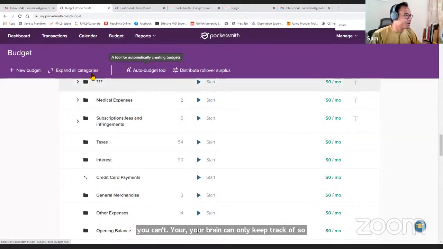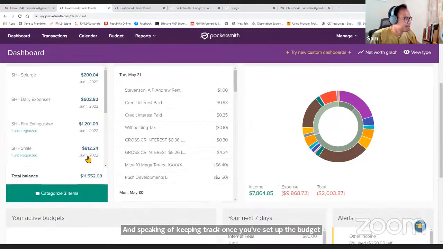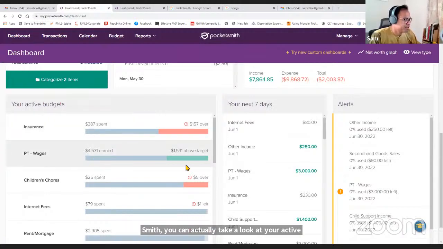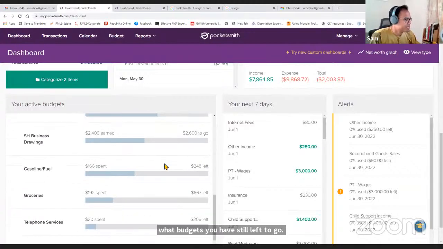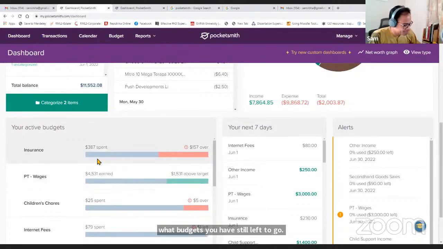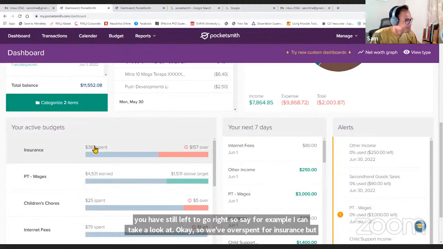And speaking of keeping track, once you've set up the budgets, you can check out your dashboard on PocketSmith. You can take a look at your active budgets and see what budgets you have overspent on, what budgets you have over-earned on, and what budgets you still have left to go. So for example, we've overspent for insurance, but that's probably my bad because we just recently paid car insurance, and that's why that's a bit higher than normal.